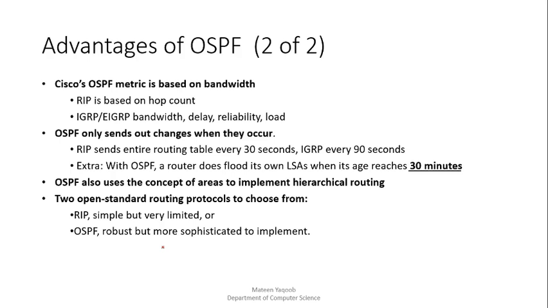OSPF also uses the concept of areas to implement hierarchical routing as well. And there are two open standard protocols we can choose. The first one is RIP, which is very simple, but it has very limited functionality, whereas OSPF is very robust and has some more complexity as compared to RIP, but it's more robust. So OSPF has some advantages over RIP.